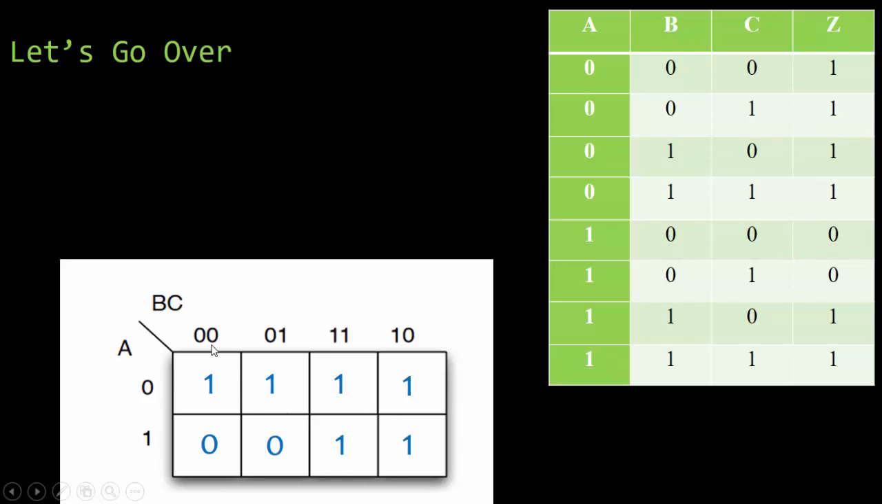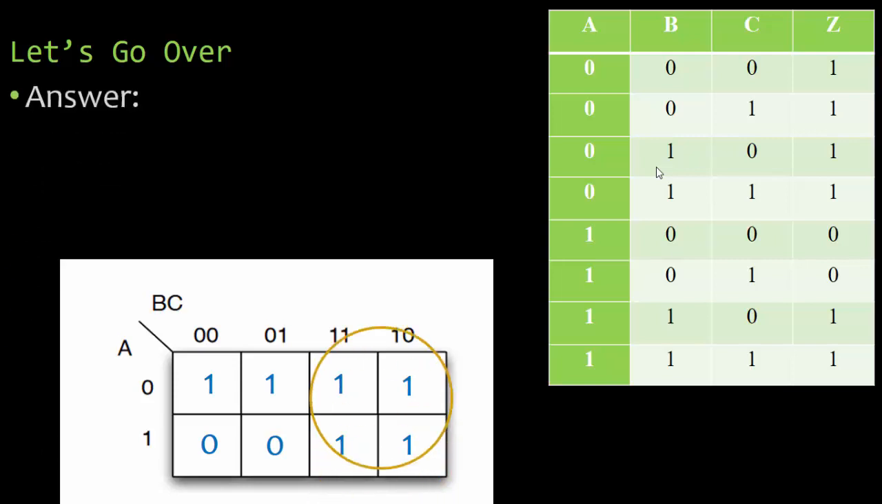When A is 0, B, C is 0. That results in a 1. Then I have 0, 0, 1. That results in a 1. 0, 1, 1. Here's my 0, 1, 1. That results in a 1. And then 0, 1, 0. That results in a 1. When I have 1, 0, 0, that's a 0. When I have 1, 0, 1, that results in a 0. When all three are 1s, that's a 1. And when I have 1, 1, 0, that is a 1. I count my 1s. 1, 2, 3, 4, 5, 6. And I do have 6 1s in my K-map, so I did not forget one.